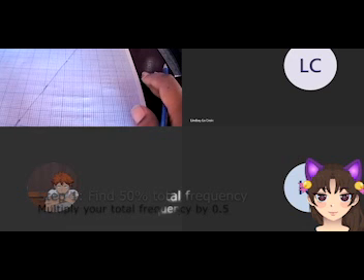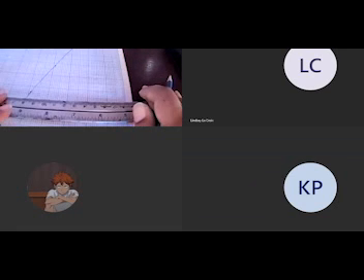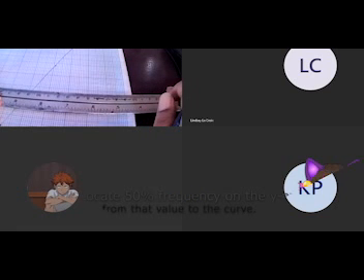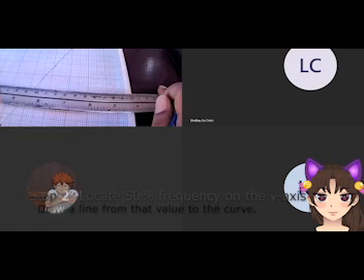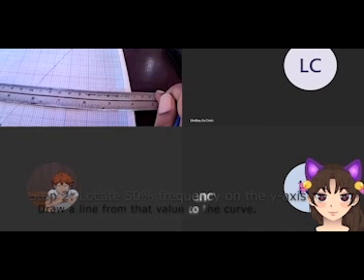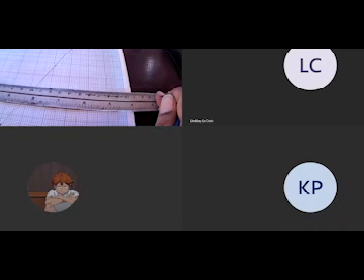My total frequency for this example is 100. What is half of that? 50. Thank you. Once I find half of my total frequency, I go to my y-axis and I locate 50. So my ruler right now is where 50 is on the y-axis, lining it up with my curve.